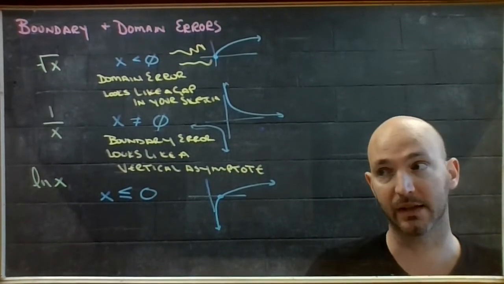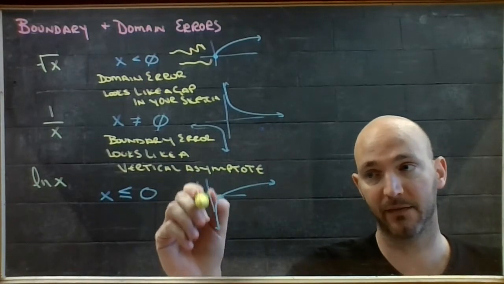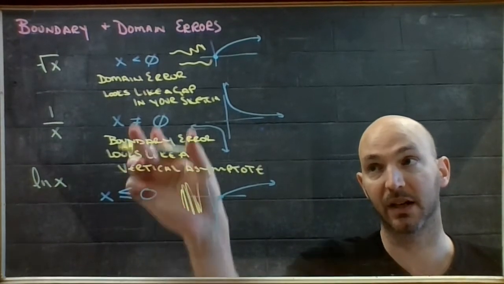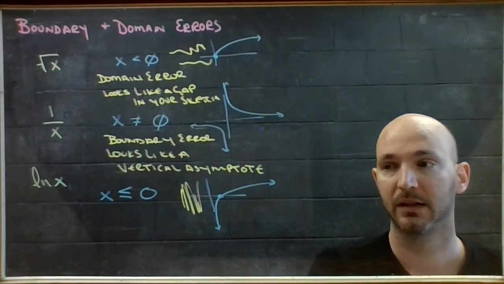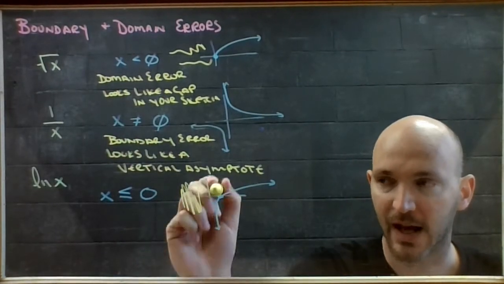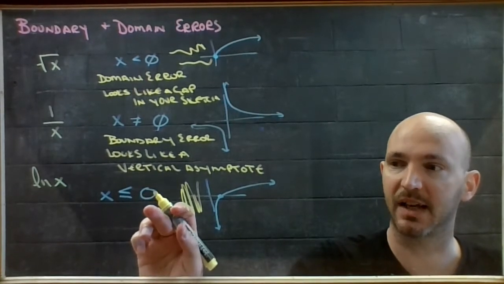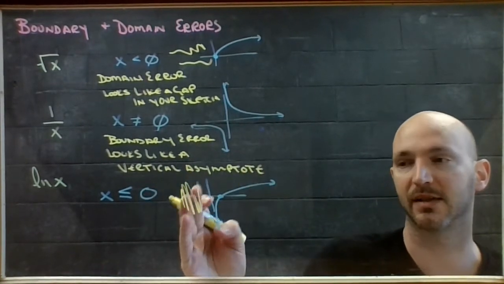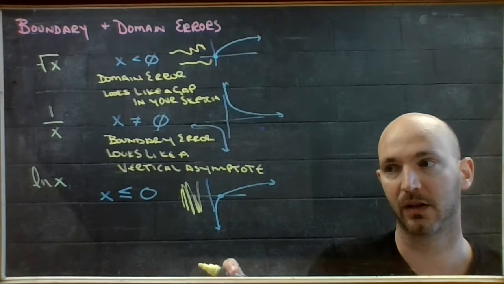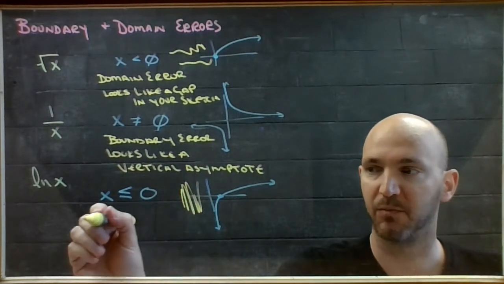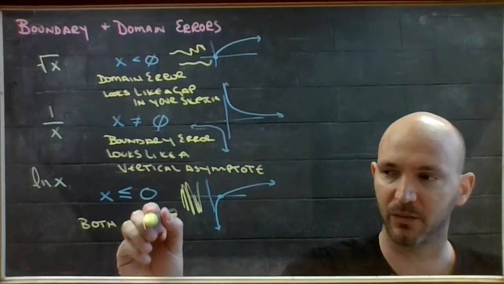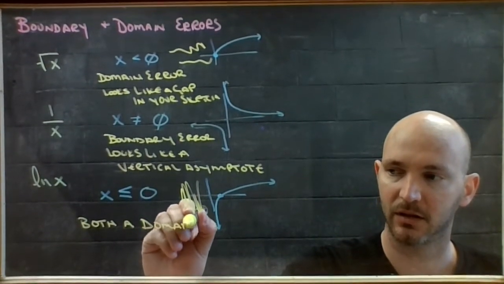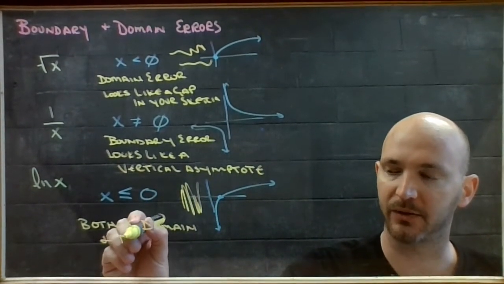So you notice that you can't have any x's that are less than 0 because there's a gap, just like the radical had a gap. You also have a vertical asymptote because the boundary itself between where it works and where it doesn't also fails. So ln has both a domain error and a boundary error.